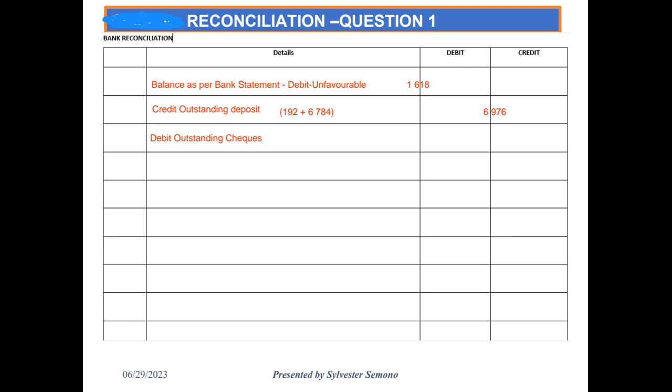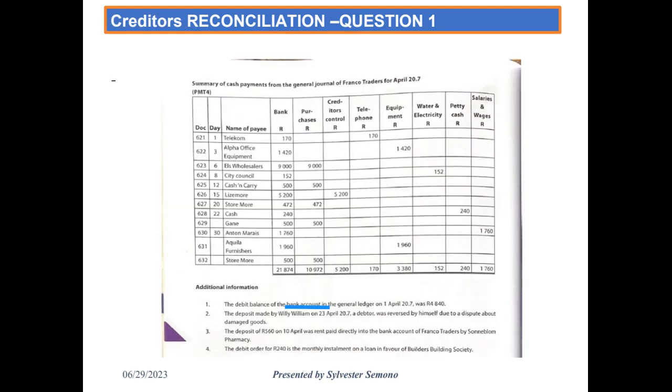We do the same for checks. So we need to go and compare our cash payments with our bank statement debit. You can write it down. We compare our cash payments and our bank statement debit. What I like about this one is that here we just have to use the check numbers. Can you see now?